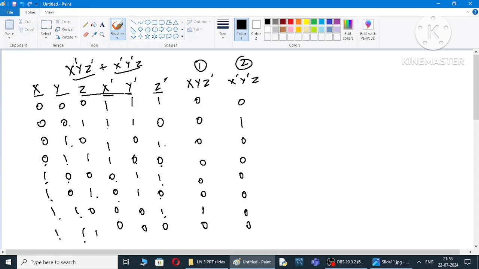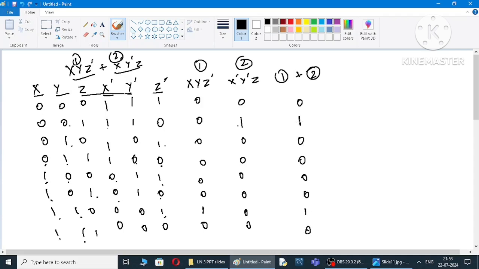Now what is the final answer? This first expression plus second expression will give the final answer. 1 plus 2. So here there is a 1. Here there is a 1. The remaining values are all zeros.